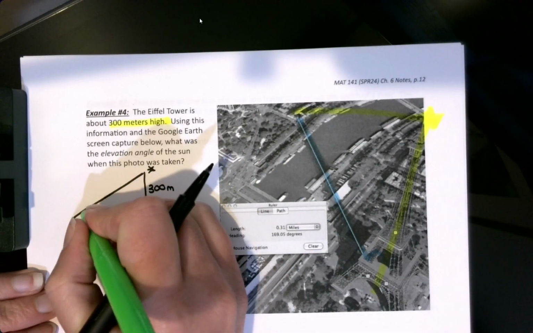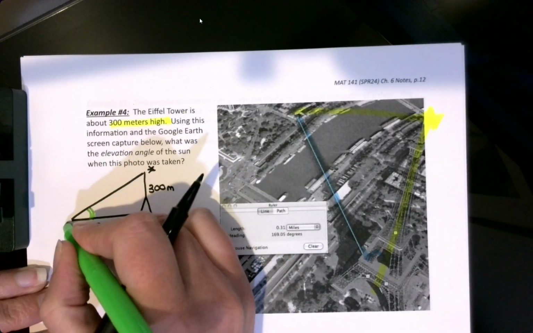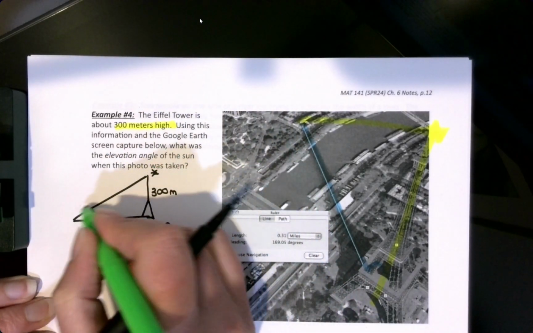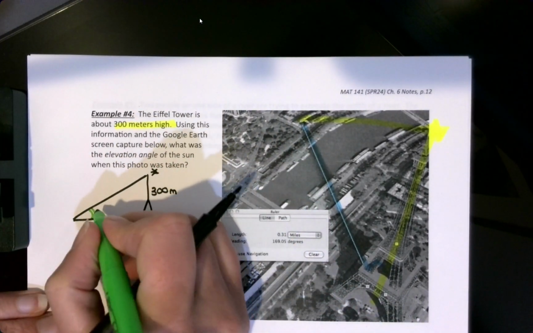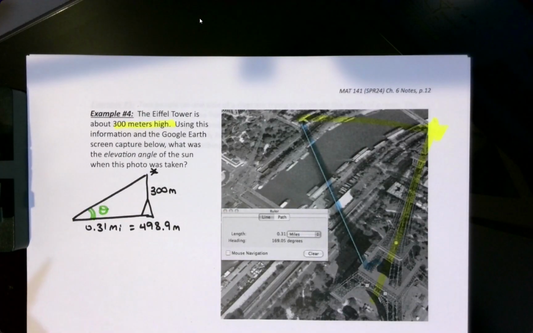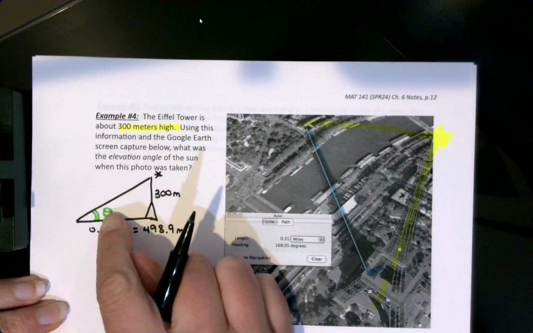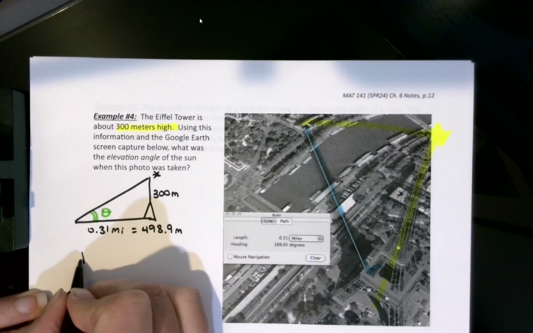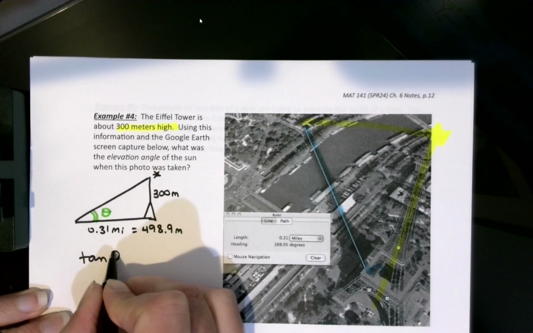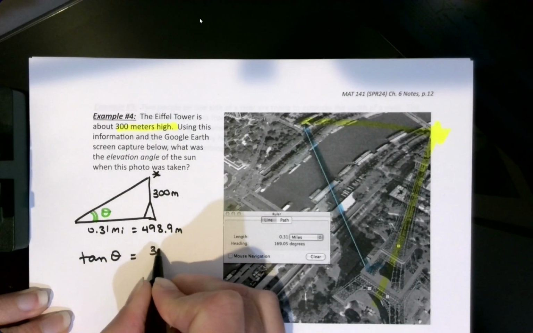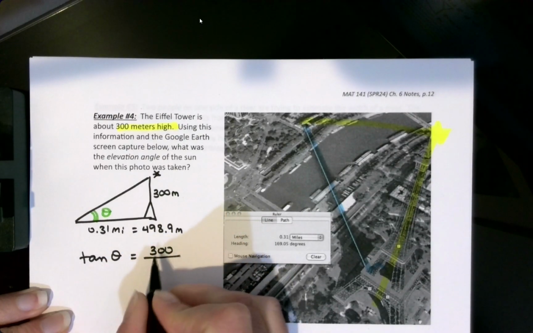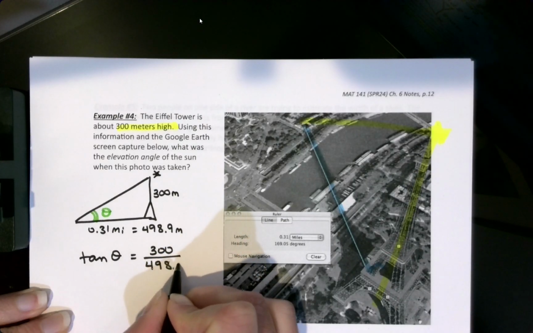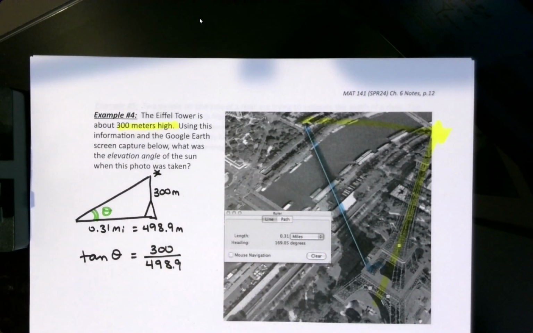So the angle of elevation, they're asking me this angle right here, compared to the horizon, how high is the sun? So we're looking to find this angle. I'm going to call it theta. All right, so in terms of that theta, I know the opposite and the adjacent. That's going to be a tangent. So I can set this up with the tangent of theta equal to opposite 300 over adjacent 498.9. These are both in meters. They need to have the same unit.